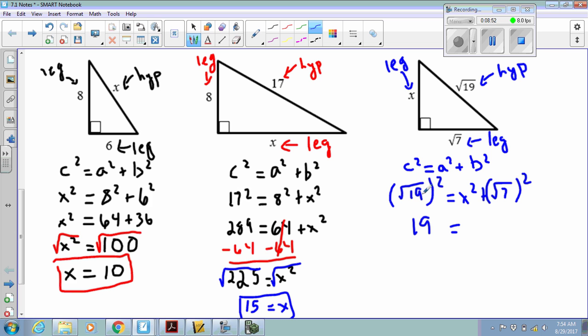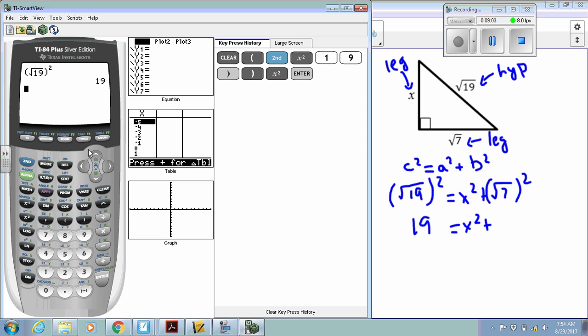So when they cancel each other out, you're just left with what's inside. So in this case, it's 19. So x squared, we just keep it as x squared. And let's see what happens when we do the square root of 7, when we plug that into our calculator.